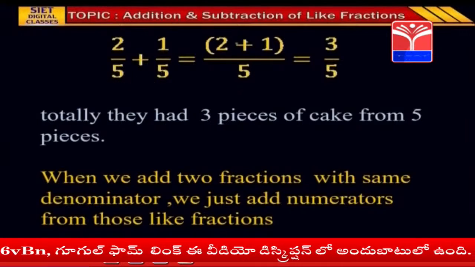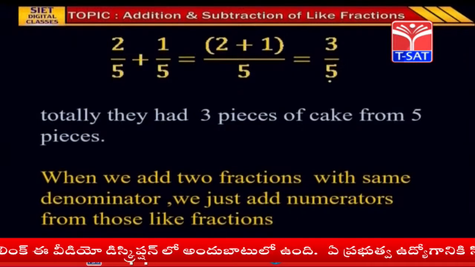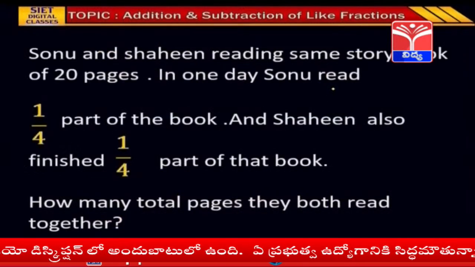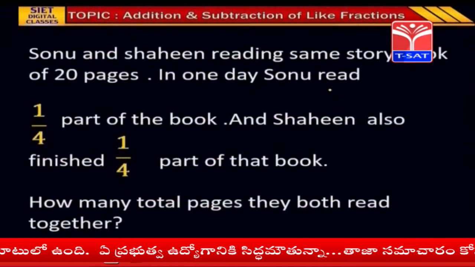So we are adding numerators. 2 plus 1, that is 3/5. We are taking the same denominator. Then next we will go for another problem to understand how we will add like fractions.